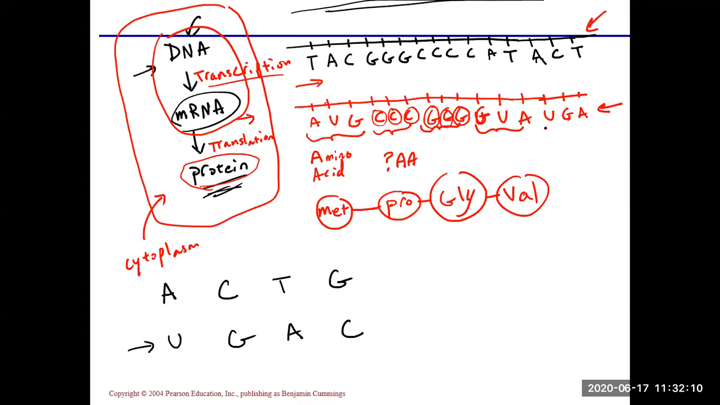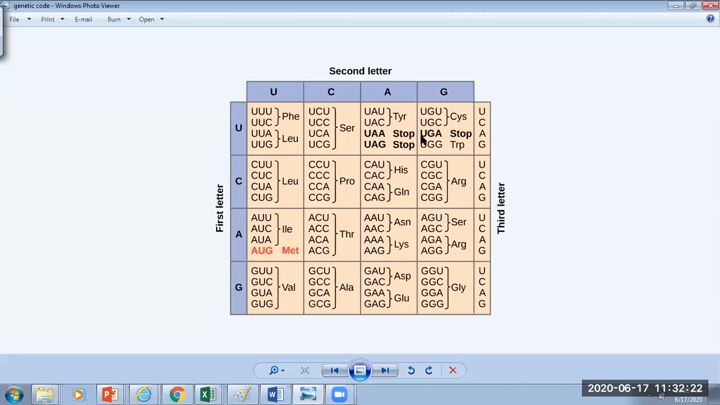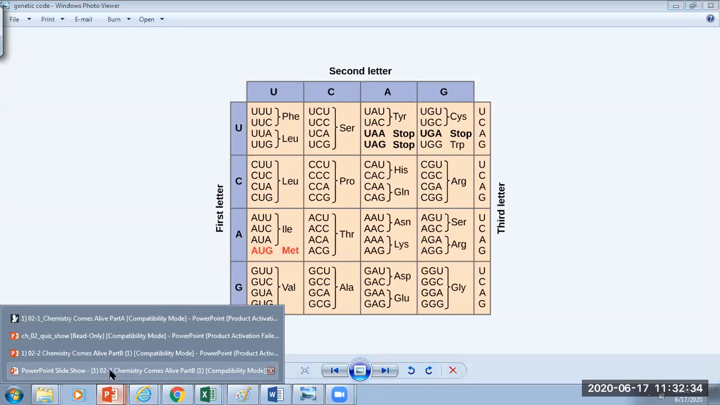Now the next one is UGA. UGA happens to be a stop codon. That means it doesn't code for anything. See, UGA, it says stop. What does that mean? That's the time that I need to stop. It doesn't code for any amino acid whatsoever. So what happens then?